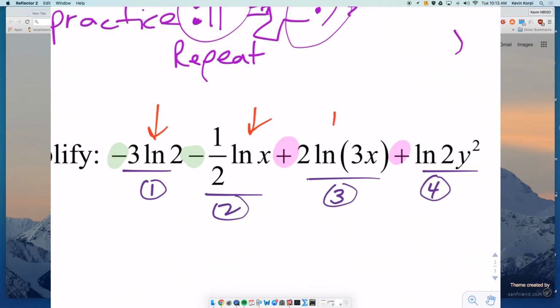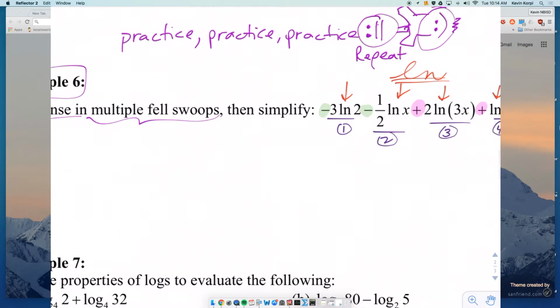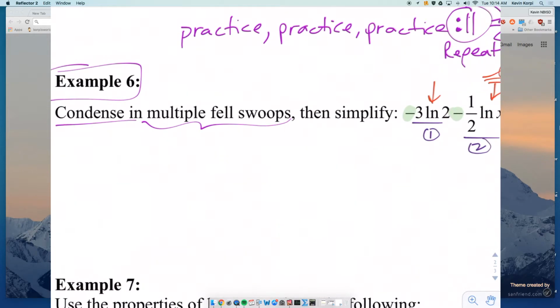Now, it's not an issue here, but it will be maybe in the next section. In order to condense, your logs have to be the same. And right now, all of our logs are base what? Base natural, right? Base E. That's good. Later on, if some were natural logs and some were like log base 5, we would have to use, I don't know, the change of base formula to get them all the same. But right now, they're all the same. So that's good. All right, so here's the first thing now in this process of condensing. You want to make your coefficients a 1 or a negative 1.